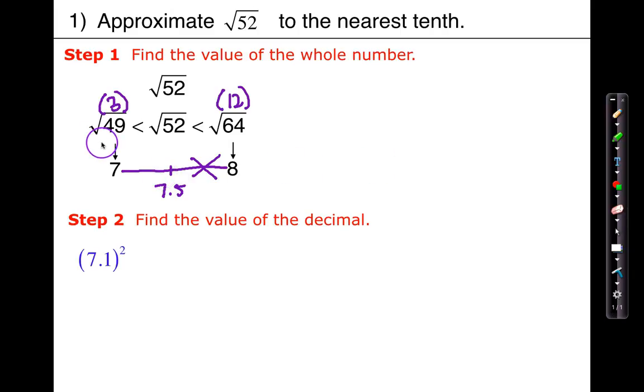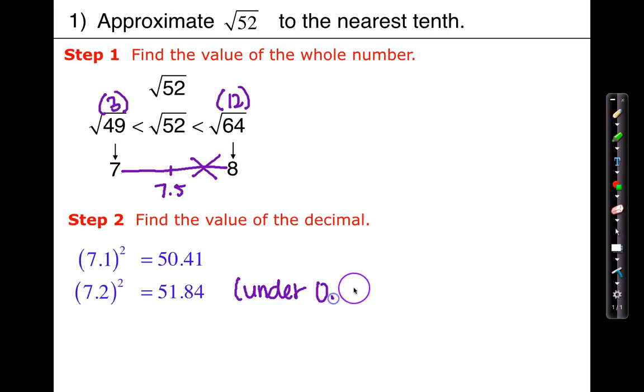So since it's so close to 52, why not try 7.1 squared? That's going to be 50.41. That is under, so I'm going to go higher and try 7.2 squared, which is 51.84. And this one is close. It's just a little under. I would say, let's see, it is 0.16 under. But to really confirm whether or not this is the closest number, I'm going to go ahead and try one more.